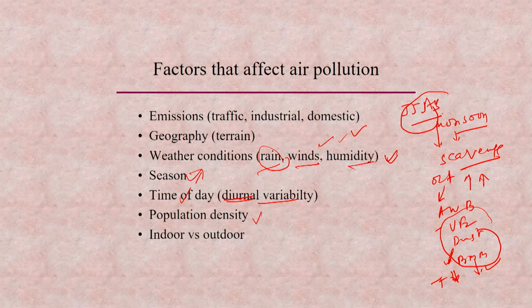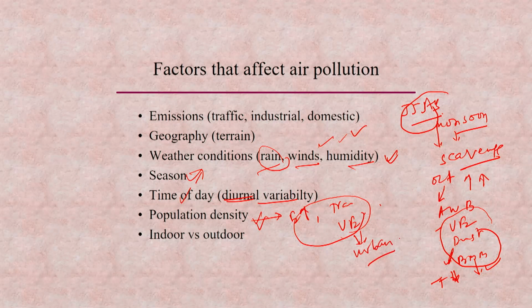Then population density: if it is highly populated, people will be using more energy, more transport, and lots of vehicles will be there. Because of this, especially in urban or industrialized areas, the emission will be very high compared to the rural areas. And I didn't talk much about indoor and outdoor pollution. We will discuss this later.